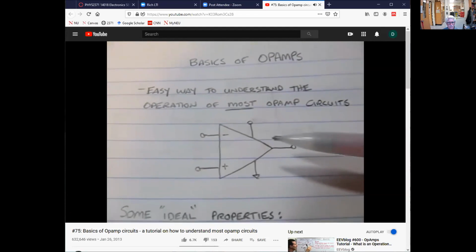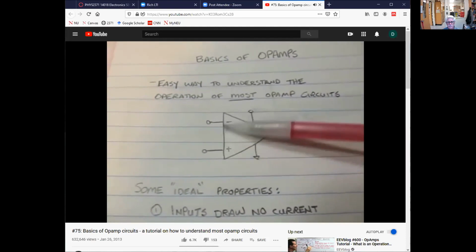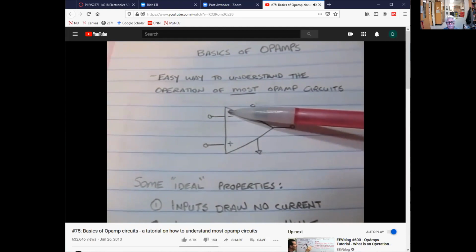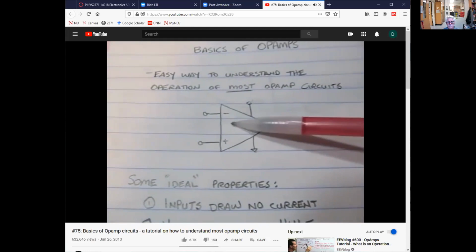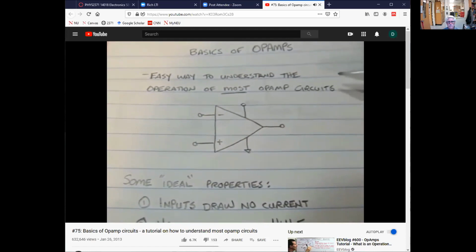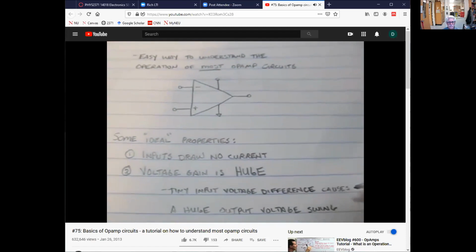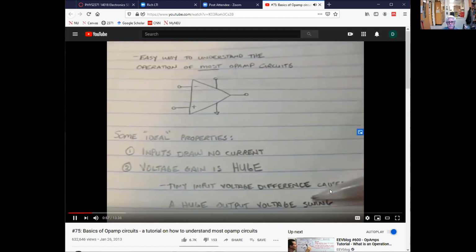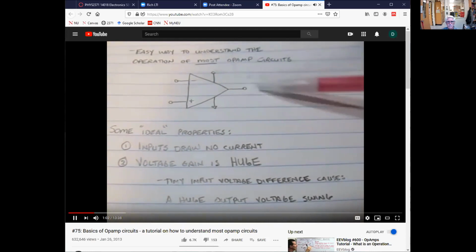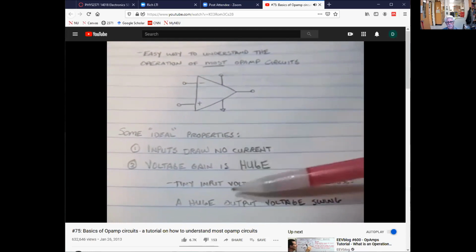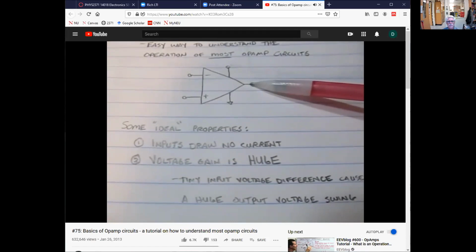So in order to do that, we'll first consider just a couple of ideal properties of an op amp. One is that the inputs to the op amp, the non-inverting and the inverting inputs, basically draw no current. The reality is they draw a little, but for ideal purposes, let's consider they draw no current. We also consider that the voltage gain is huge, okay? Another way to think about that is that a tiny input voltage difference between these two inputs will cause a huge output voltage swing, okay? These two properties will really help us to understand how almost all op amp circuits work.